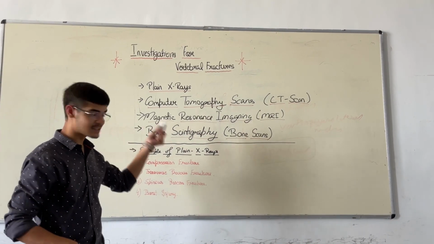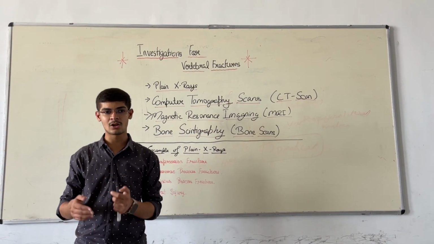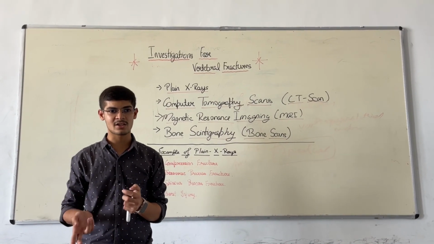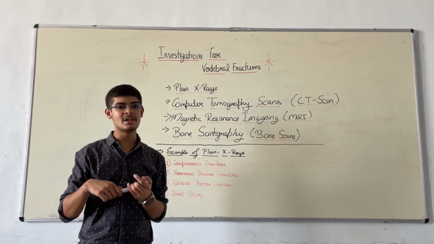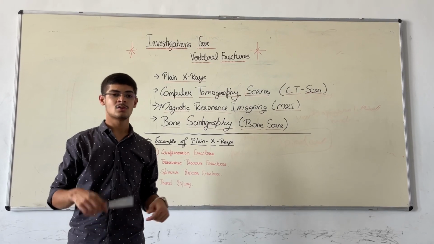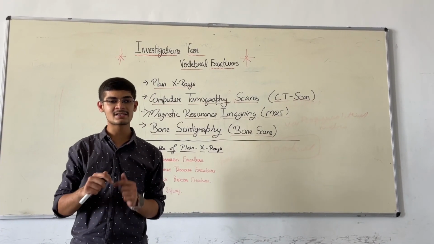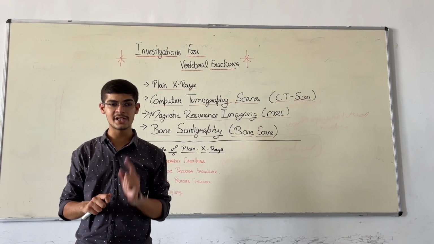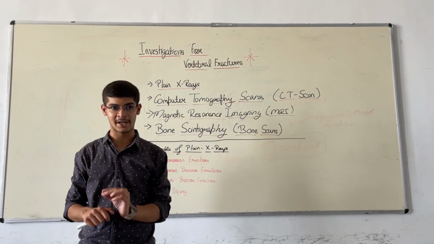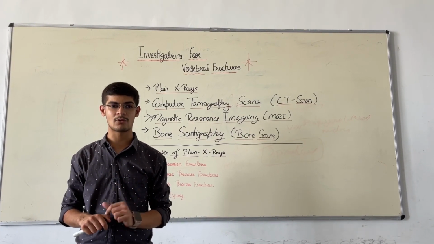The next is CT scan. When an X-ray is not able to be interpreted, and we are not able to diagnose a fracture using a plain X-ray, mostly the doctors refer the patient for a CT scan. The CT scan, meaning computerized tomography scan, is a very detailed test, and it shows cross-sectional images of the spine, including the vertebrae, discs, and also the surrounding structures.